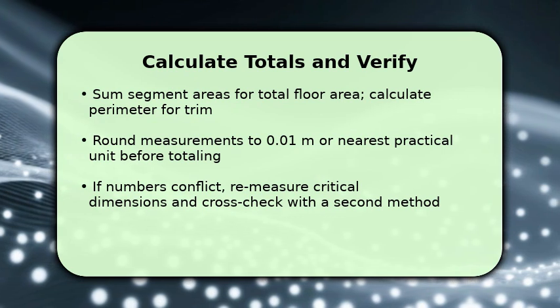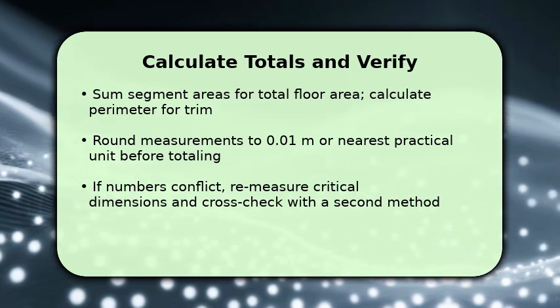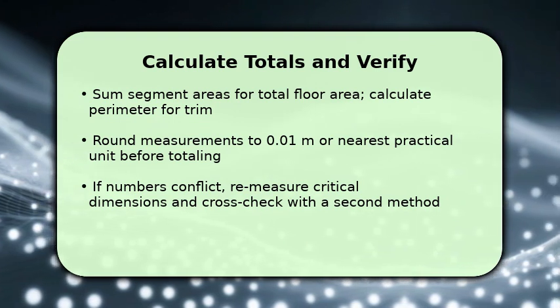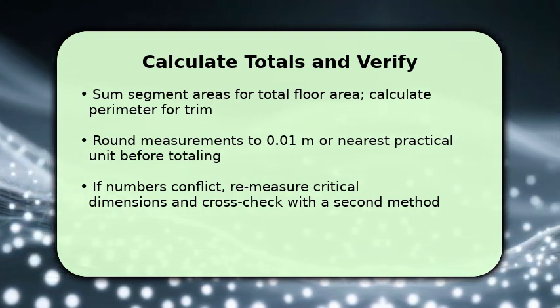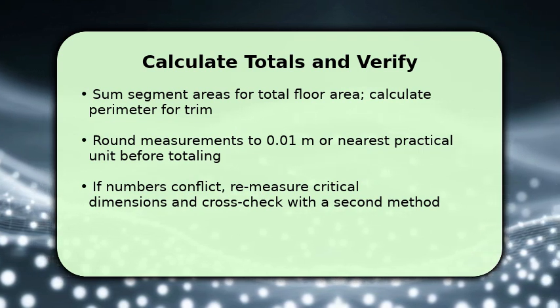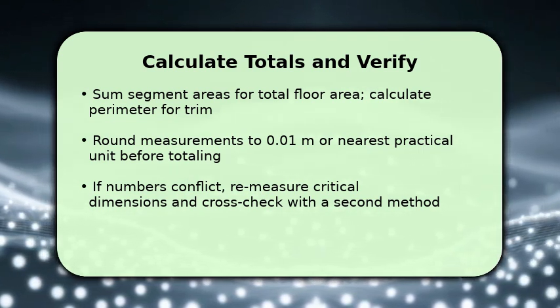Once done, sketch the final labeled plan and compare totals to your initial expectations. If values still disagree, remeasure the most uncertain lines, check your tape and laser calibration, and use a second method to troubleshoot one persistent discrepancy.